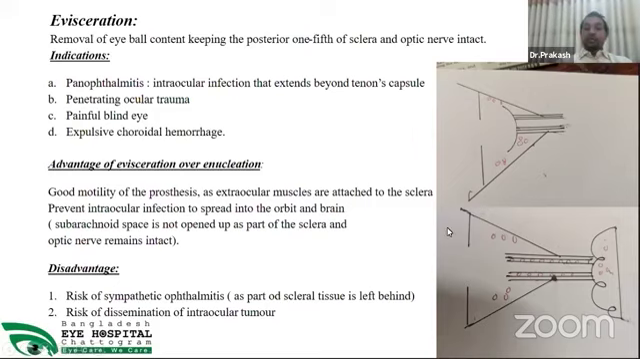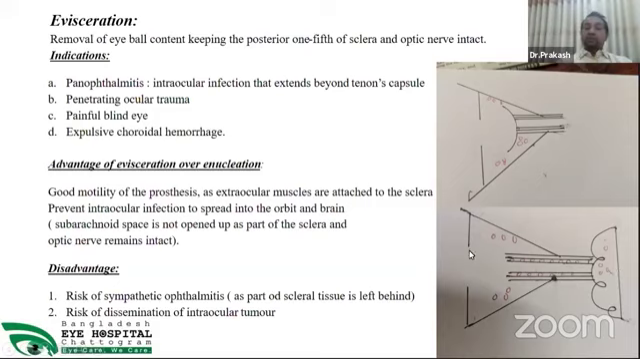Why? Sorry, in panophthalmitis, the enucleation is contraindicated. Why? If you do enucleation by cutting the optic nerve, as we know, the coverings of the optic nerve, pia mater and dura mater, form two spaces. One is the subarachnoid space, another is the subdural. The CSF passes through this subarachnoid space into the brain.